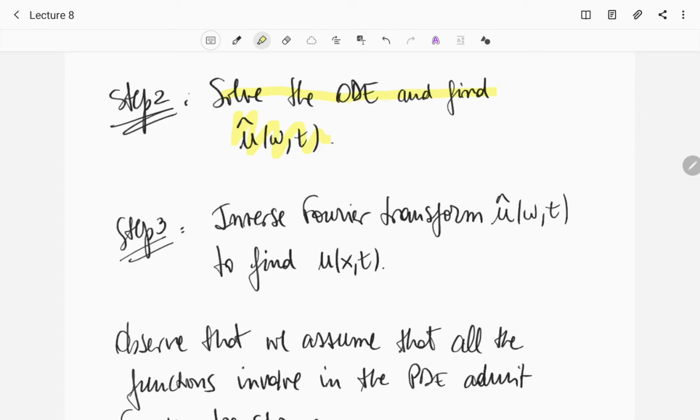But okay, we want the solution u of x t, not the Fourier transform of u in omega t. So as you can imagine, the third step is just inverse Fourier transform u hat of omega t to find who is u of x t. And these are the key 3 steps that we have to follow to solve a partial differential equation if we want to use the Fourier transform method.